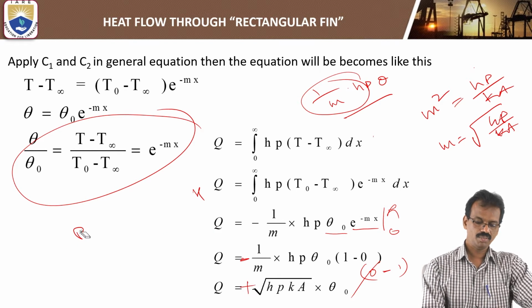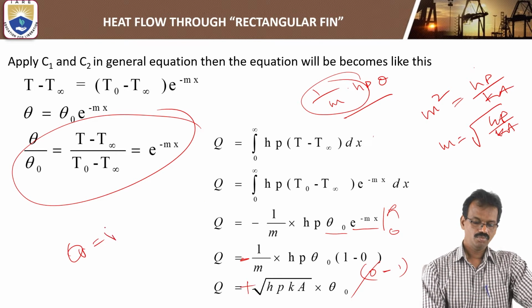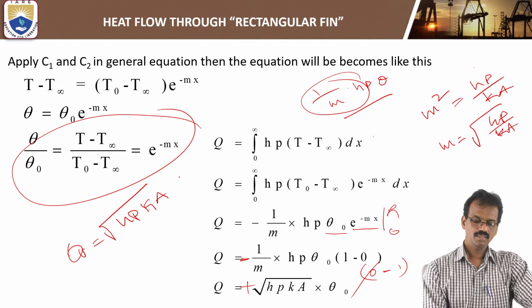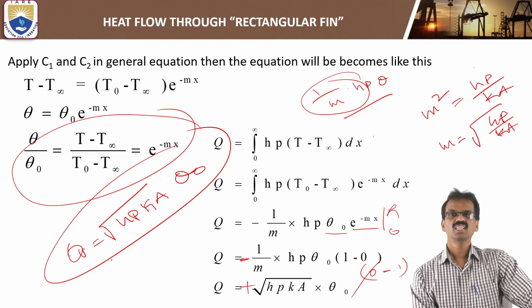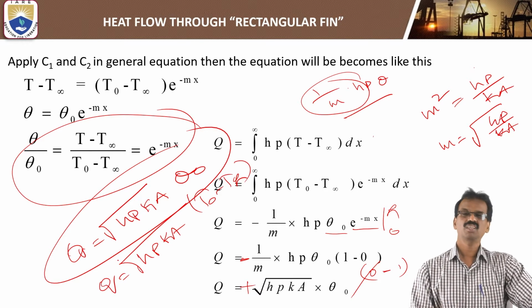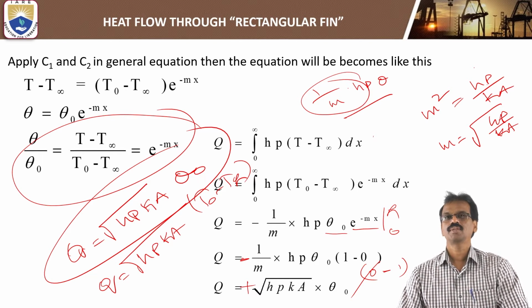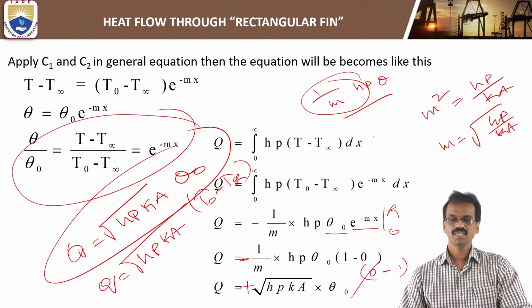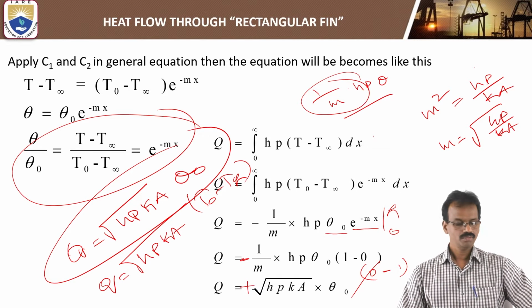So finally, the rate of heat transfer formula. Q is equal to under root of hp ka into theta naught. You have to remember this one. You know that theta naught is equal to T naught minus T infinity, so you can rewrite it as under root of hp ka into T naught minus T infinity. So this is the formula for the rate of heat transfer for the long fin.